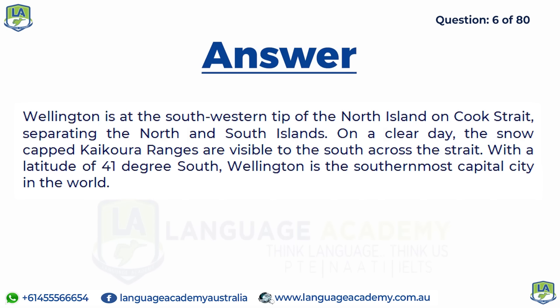Wellington is at the southwestern tip of the North Island on Cook Strait, separating the North and South Islands. On a clear day, the snow-capped Kaikoura Ranges are visible to the south across the strait. With a latitude of 41 degrees south, Wellington is the southernmost capital city in the world.